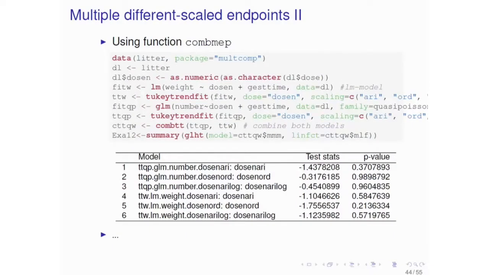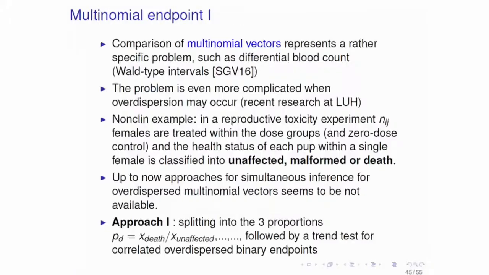No problem here. I show you the elementary code. Here you see my linear model for weight, dose, and gestation time as an adjusting covariate. Then my trend fit. Then here a GLM for the number of pups, a similar model with a quasi-Poisson link function. And then to combine both, we have a simultaneous inference of the bivariate problem with 3 possible dose response models, and the outcome is nice for toxicology, nothing. So it seems to be safe.